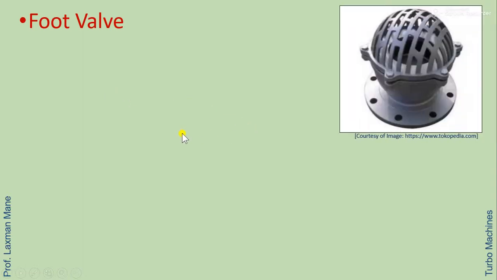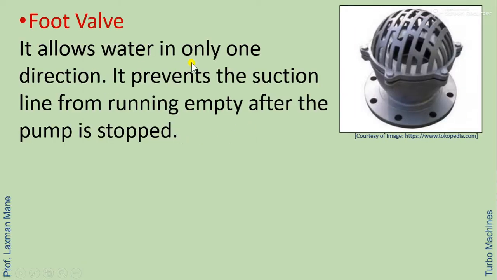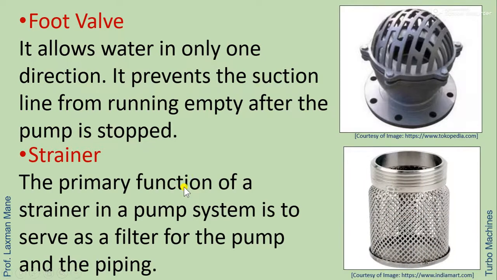Footwall. It allows water in only one direction. That's why it is also called as unidirectional wall. It prevents the suction line from running empty after the pump is stopped. Strainer. The primary function of strainer in a pump system is to serve as filter from the pump and piping, means it prevents the entry of debris to the piping system and pump system.